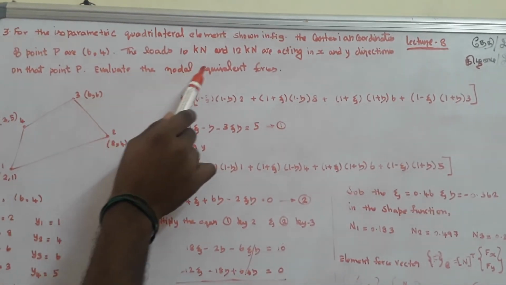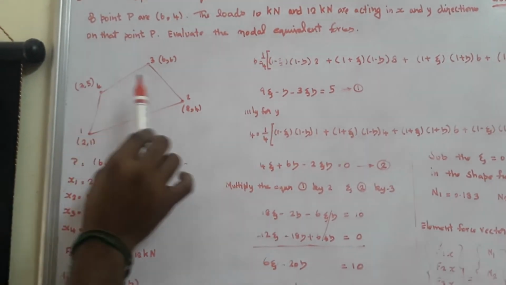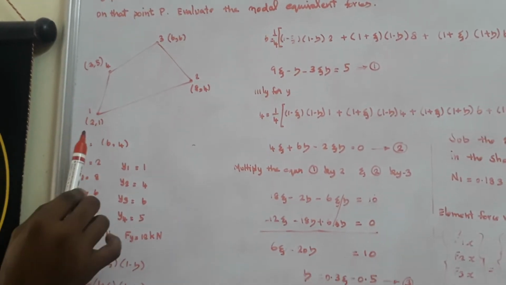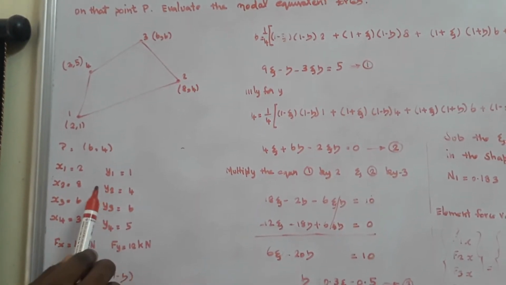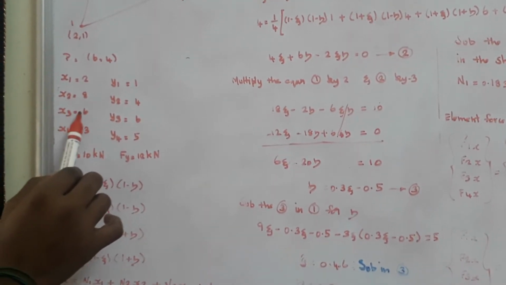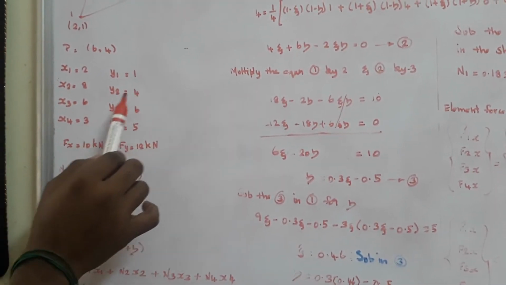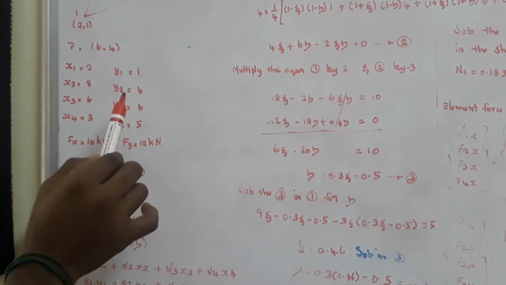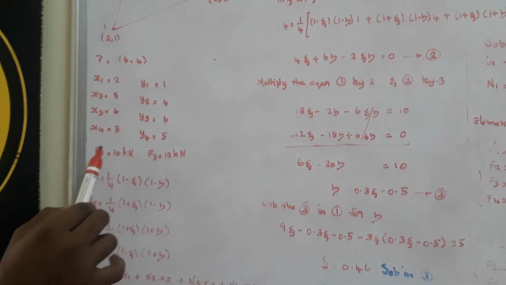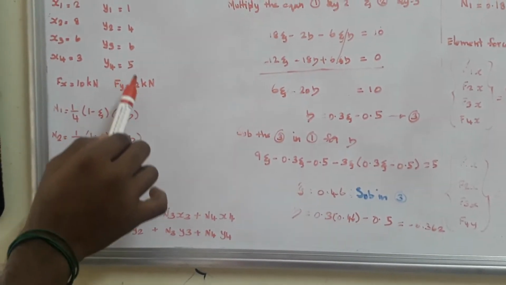Evaluate the nodal equivalent forces. This is the diagram given, which has 4 nodes, and each node has x and y coordinates, and we have to write the x and y coordinates first. So x1 is equal to 2, x2 is equal to 8, x3 is equal to 6, x4 is equal to 3, y1 is equal to 1, y2 is equal to 4, y3 is equal to 6, y4 is equal to 5. And point P, the Cartesian coordinates are 6, 4. The force acting in the x direction is 10 kN and the force acting in the y direction is 12 kN.